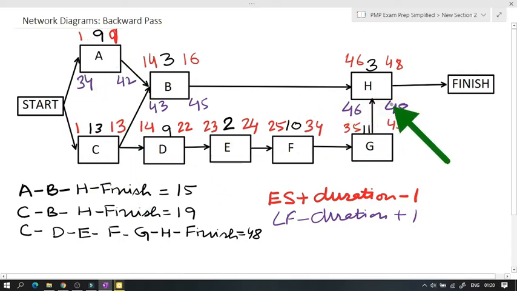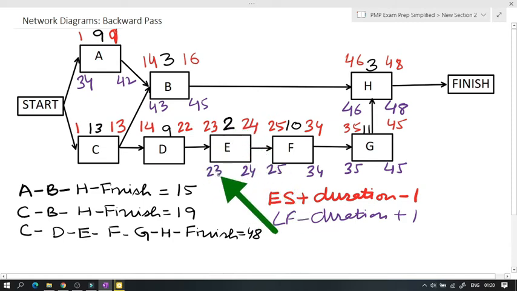Now going down, this 46 becomes 45 here. 45 minus duration 11 plus 1 is 35. 35 becomes 34 here. 34 minus 10 plus 1 is 25. 25 becomes 24 here. 24 minus duration 2, 22 plus 1, 23.